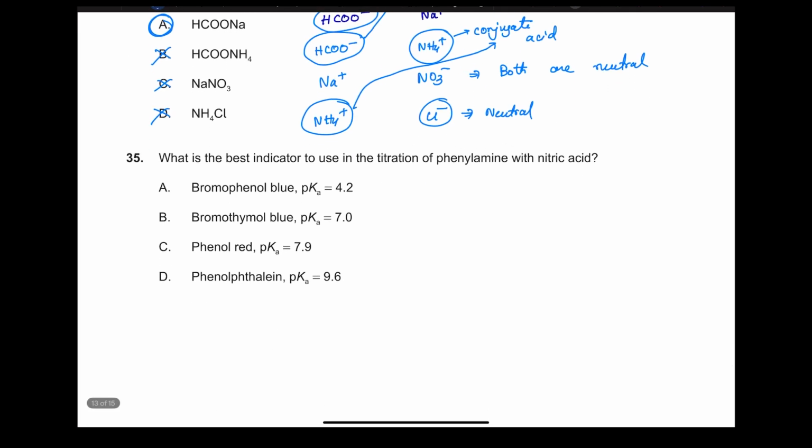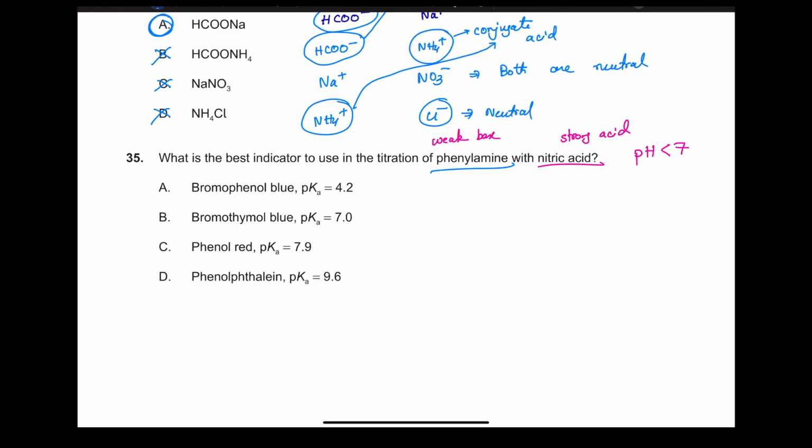Next, what is the best indicator to use in the titration of phenylamine with nitric acid? Phenylamine is a weak base. Nitric acid is a weak acid. I mean, it's a very strong acid. So I'm pretty sure that pH at equivalence will be less than 7, and it won't be close to 7. It will be substantially smaller than 7 because nitric acid is a pretty strong acid and phenylamine isn't really a strong base.